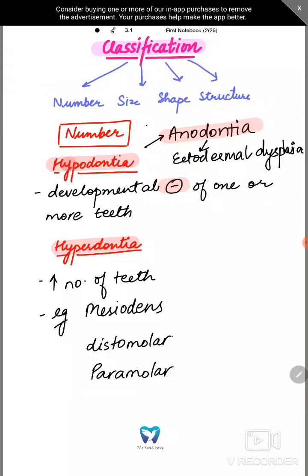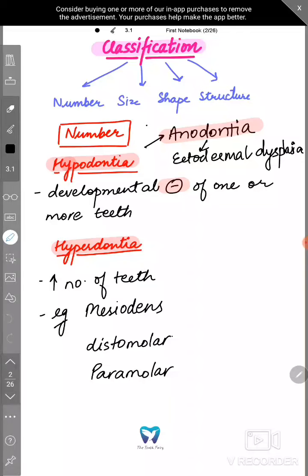Alterations can be classified on the basis of change in number, size, shape or structure of teeth. Based on number, it can be hypodontia or hyperdontia. Hypodontia is developmental absence of one or more teeth. That means teeth are decreased in number, and hyperdontia is increased number of teeth. Another term is anodontia, which is there in ectodermal dysplasia.